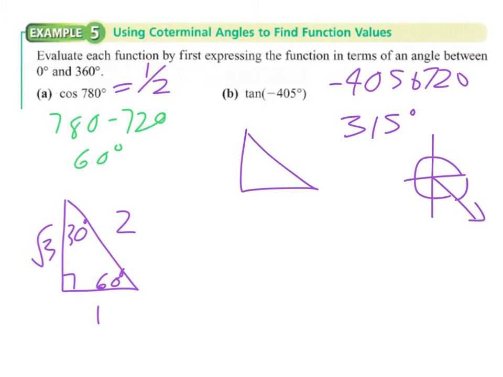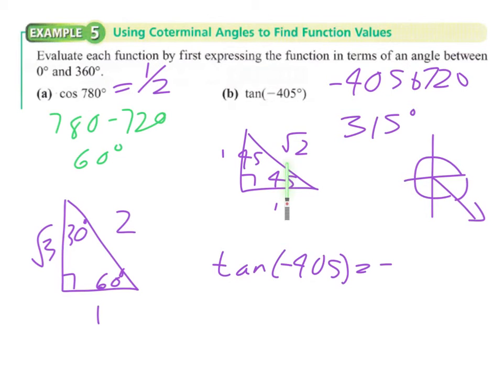So I have my 45, 45, 90 triangle, where these are 1 and this is the square root of 2. Tangent would be negative in that quadrant, in the fourth quadrant. So tangent of negative 405 would be negative. And then the opposite over adjacent, again, you could use either 45 degree angle there. Either way, opposite over adjacent is going to be 1 over 1. So in this case, negative 1 because we're in the fourth quadrant.